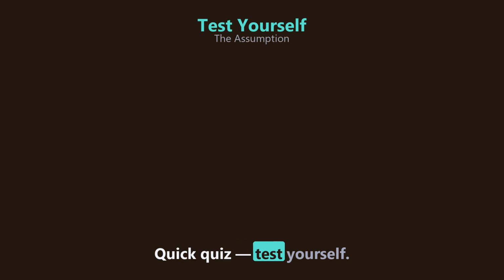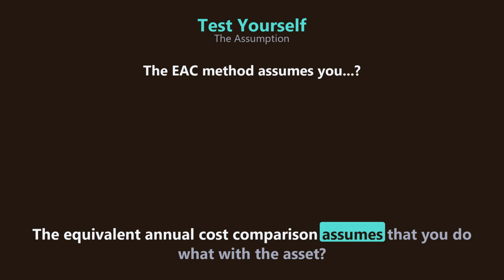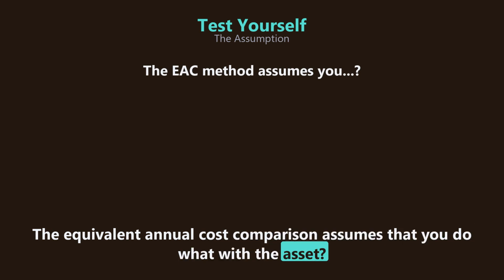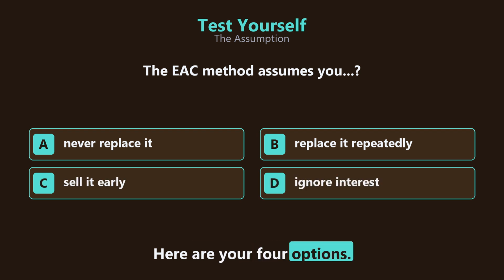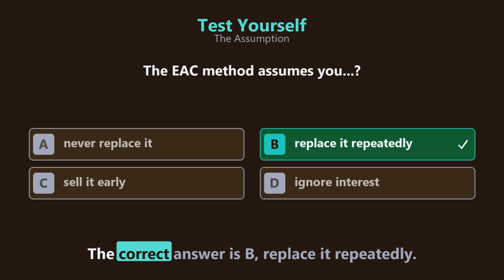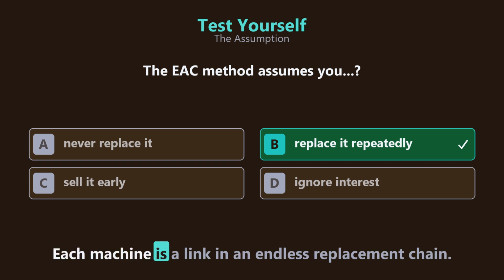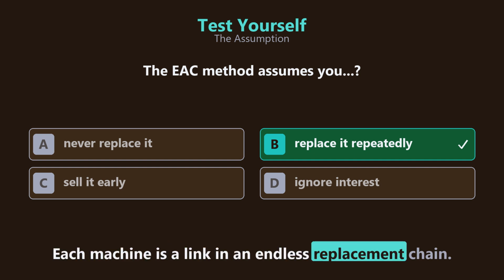Quick quiz, test yourself. The equivalent annual cost comparison assumes that you do what with the asset? Here are your 4 options. Pause the video and solve it now. The correct answer is B, replace it repeatedly. Each machine is a link in an endless replacement chain.